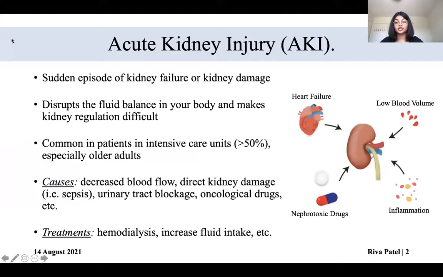AKI stands for acute kidney injury, and it is sometimes referred to as acute renal failure. AKI is diagnosed as a sudden episode of kidney failure or damage that impedes one's fluid balance and disrupts the kidney's regulation ability. AKI commonly occurs in ICU patients, more than 50% of patients, in fact, and its causes are either ischemic from prolonged hypotension or nephrotoxic from drugs like NSAIDs or diuretics. Damage is usually a result of decreased blood flow, direct kidney damage, or urinary tract blockage.